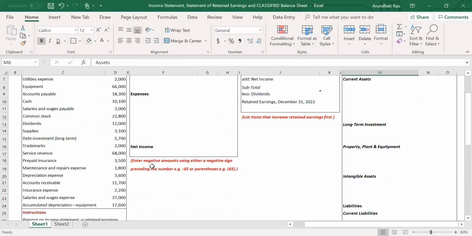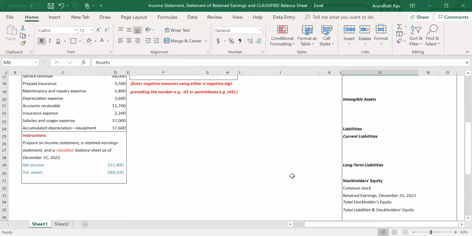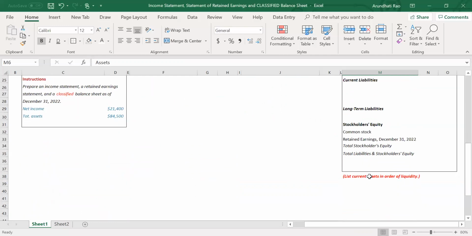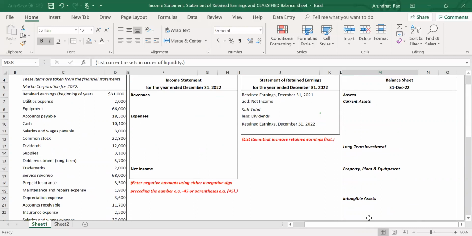Now, if you go to Wiley Plus, the same problem, you will see that they've given us some information. For the income statement, they've told us enter negative amounts using either a negative sign preceding the number or put it in parentheses. The retained earnings always list items that increase it first, so net income will go first, and then dividends will go because it's subtraction. And then the balance sheet, they've told us to list current assets in the order of liquidity. So not only do I have these items listed this way, the current assets will have to be in the order of liquidity. So let's do something over here that will make things move very fast.